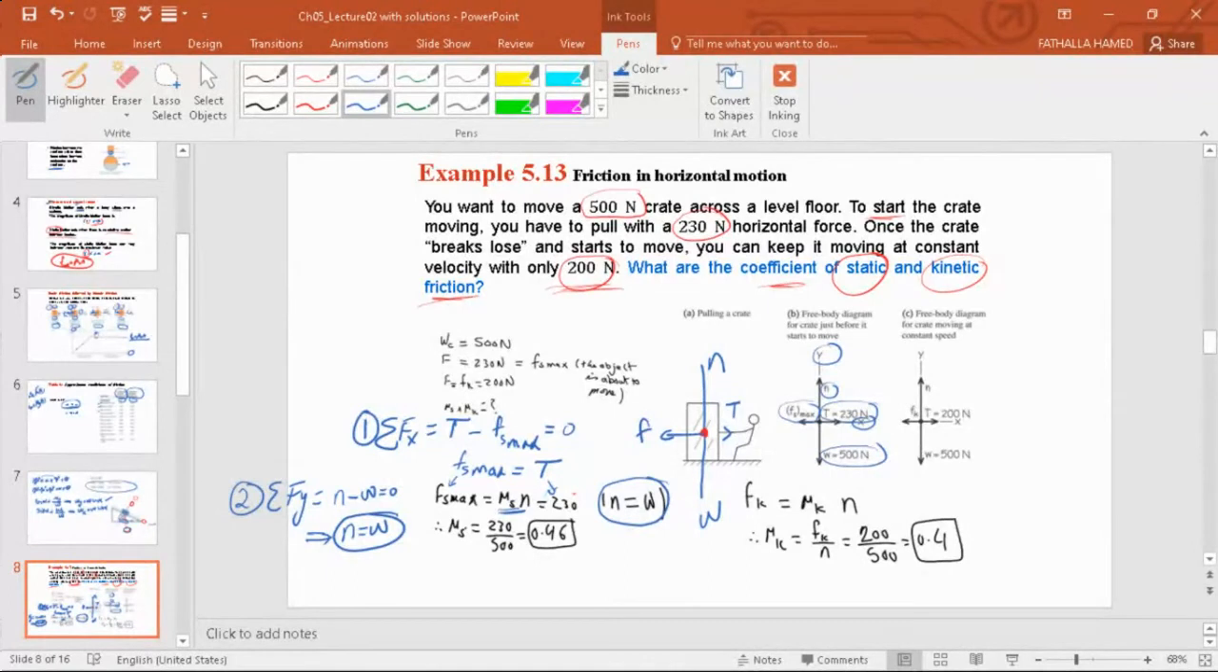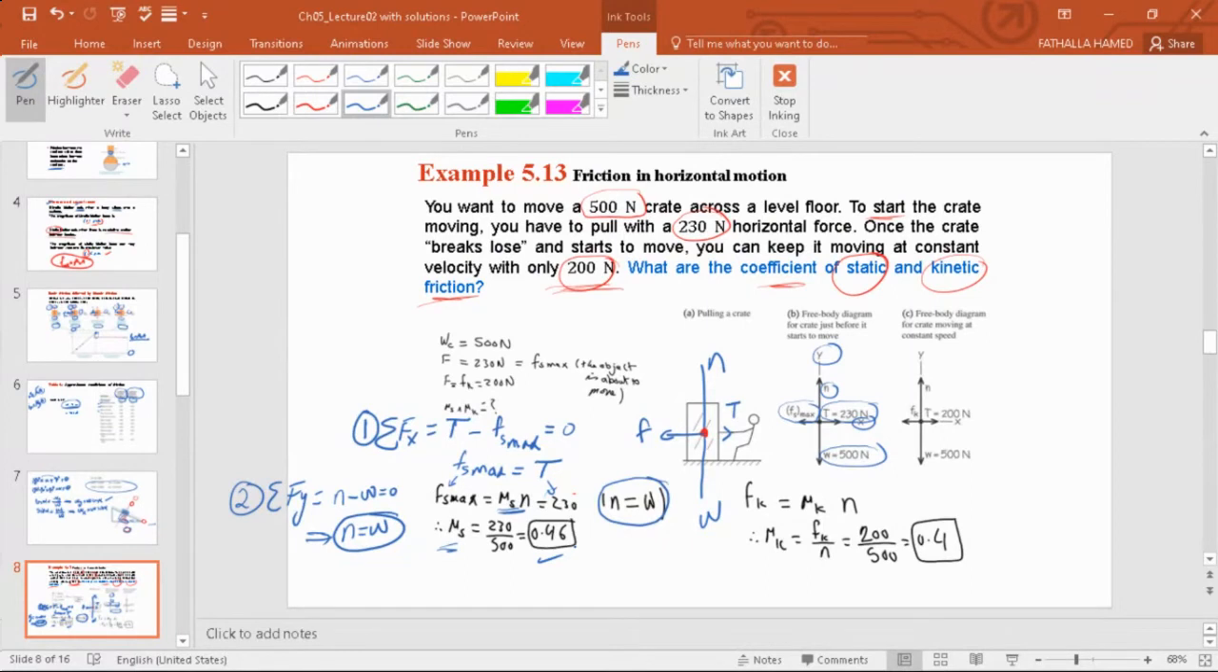So now, if I want to get my mu s, it should equal the tension divided by the normal force. The tension here is 230 newtons. The weight is 500 newtons. And of course, it will give me 0.46. And I told you that the mu s is unitless. There are no units for this. Is this clear so far? So that's the mu s.